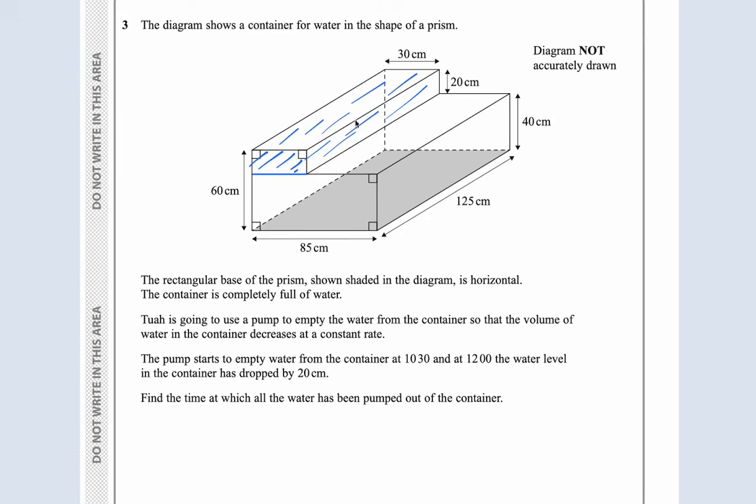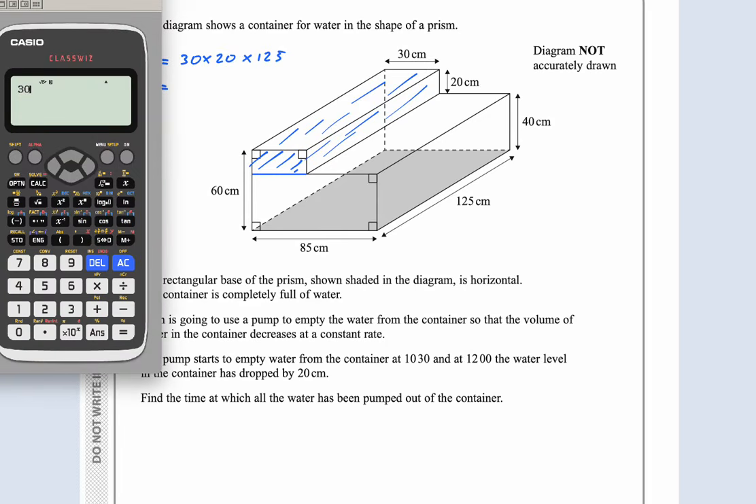Right, let's have a think. This is 85 centimeters, and this is 30 centimeters. Okay, well, I have that. So I can get the volume of this blue cuboid here. So this volume, V, equals 30 times 20 times 125. That's my width times height times length. Okay, that's fairly straightforward.